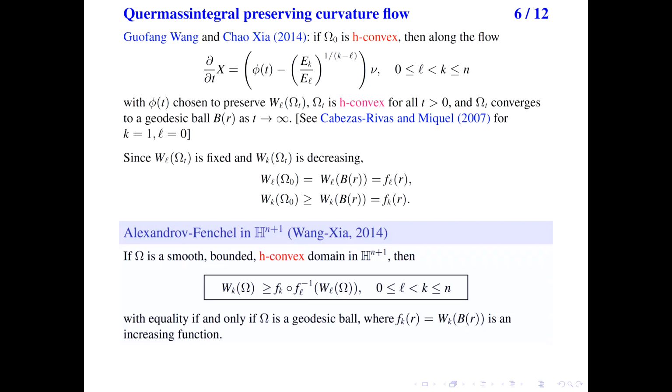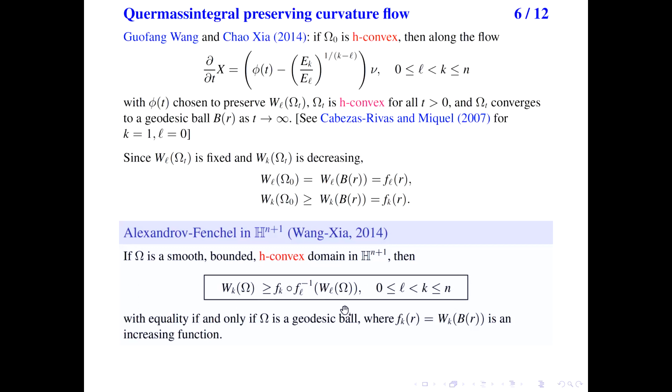And for h-convex bounded and smooth domain Omega in the hyperbolic space, we can compare W_k of Omega and W_l of Omega, here for k greater than l. Here the functions f_k and f_l are increasing functions defined like this for any positive r. The value of f_k(r) is given by the W_k of the geodesic ball of radius r.